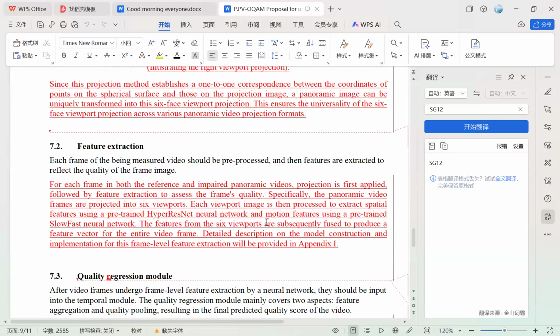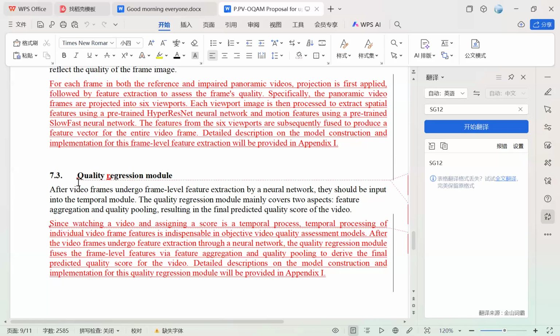In section 7.2, we introduced feature abstraction. Each view image is then processed to extract spatial features using a pre-trained HyperNet neural network, and the motion features using a pre-trained SlowFast neural network. The features from the 6 viewpoints are subsequently fused to produce a feature vector for the entire video frame. A detailed description will be provided in the appendix.